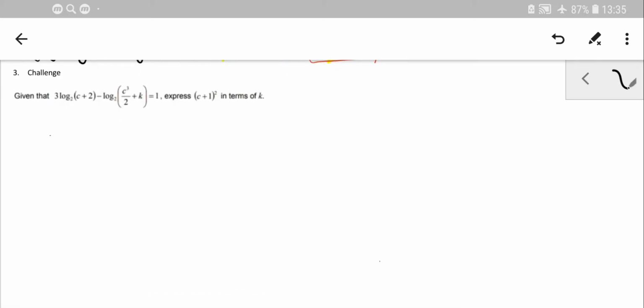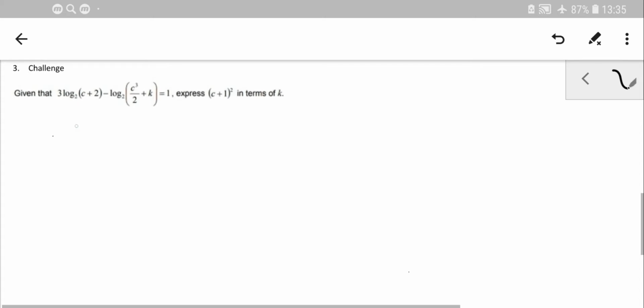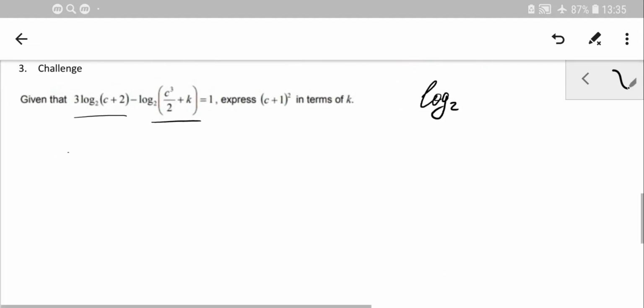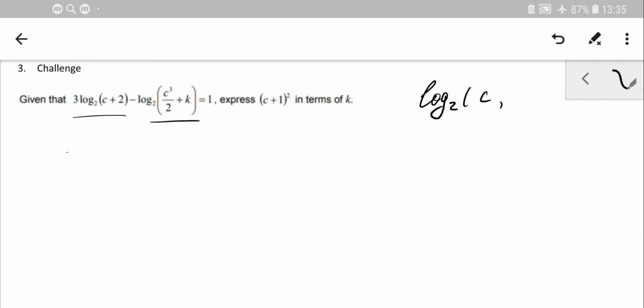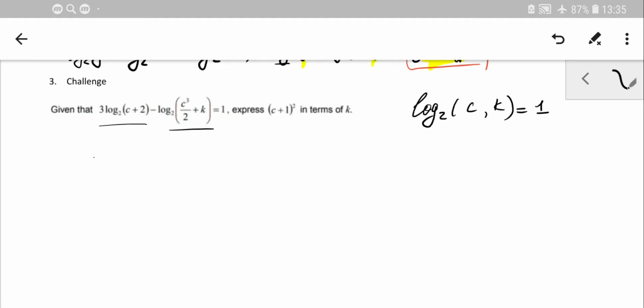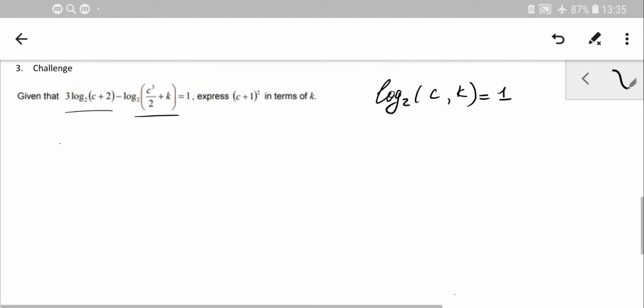So what we're going to do, as you remember, the primary goal is to get log 2 with some expressions inside, where you can find c and k probably, and on the right side we need to have 1. So that's the primary goal. Let's try to do that and see what we can do.